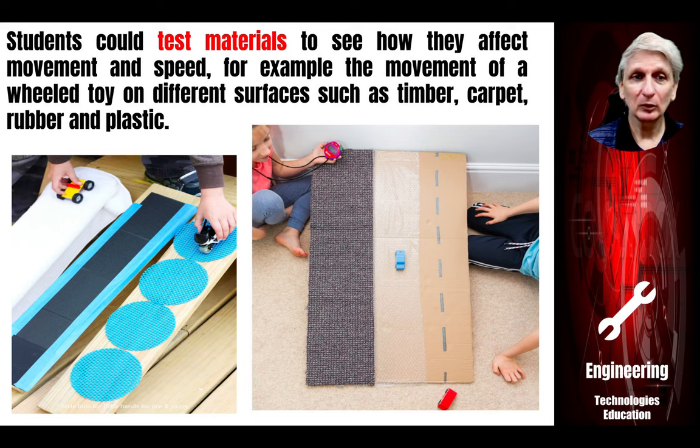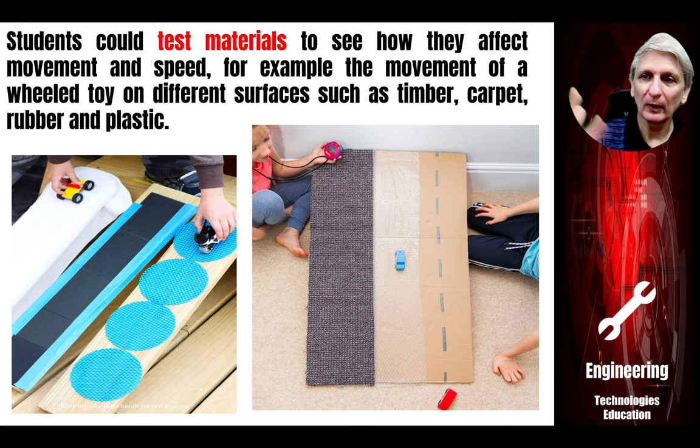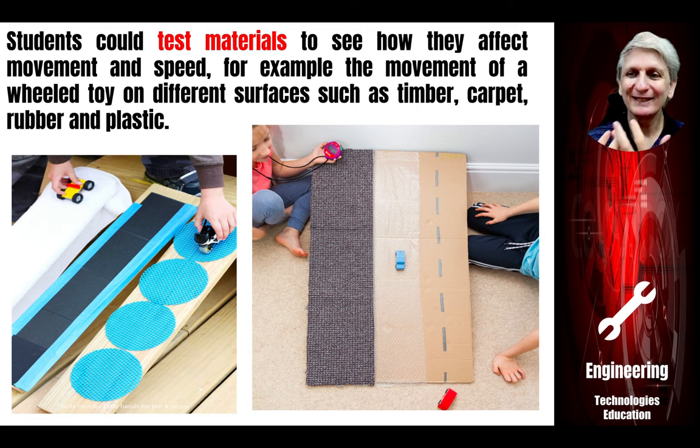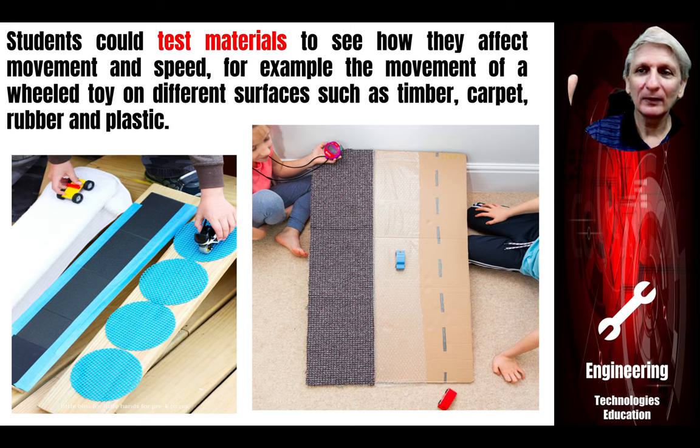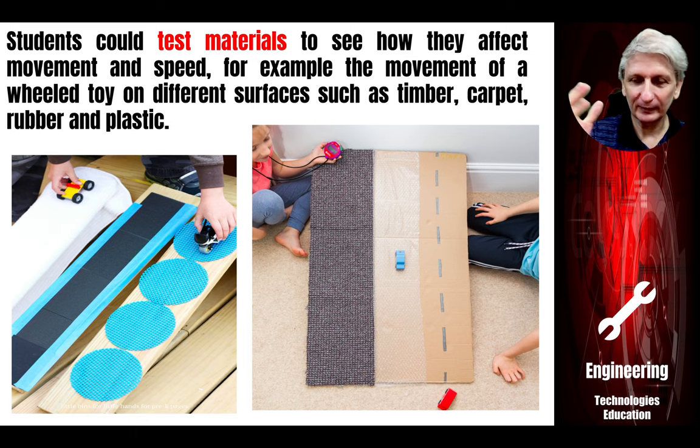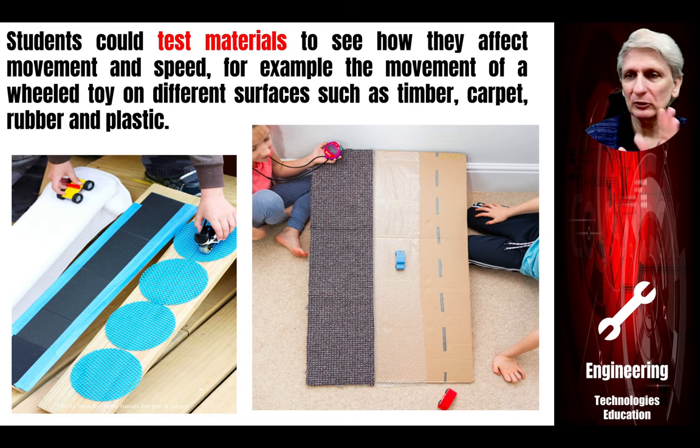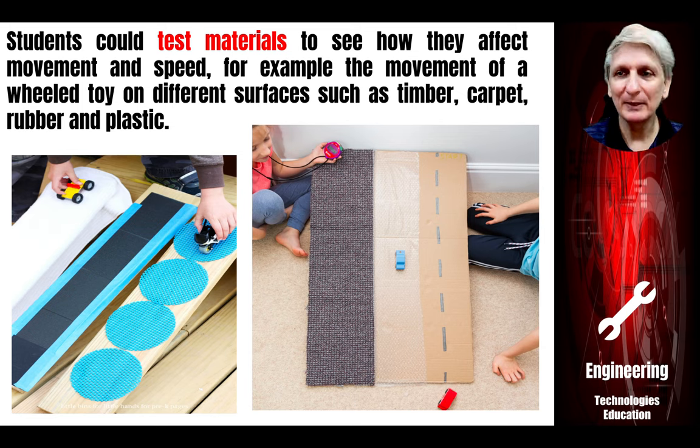In this example, again, looking at materials and how they affect movement and speed, and here we have an example of a slide table where we can put cardboard and carpet and various other surfaces, and then see how various objects move upon those surfaces. Essentially, students are testing the materials and comparing the materials against the solution they want to achieve. Now, if the solution is that the vehicle has to move slowly down the incline and reach the bottom safely, then something with a lot of friction, such as carpet, might be the best solution. Whereas if the criteria was that it needs to move down as quickly as possible, then something with low friction, such as cardboard, may be the best solution.